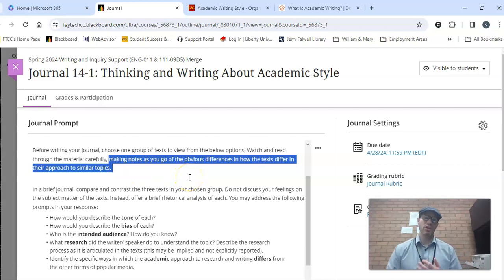So it's not just that the way that things are formatted or laid out on the page are different, but even the approach to understanding the topic is different. Okay, someone who is writing a newspaper article, a journalist, is going to have a different approach to understanding the topic from someone who is creating a YouTube video.